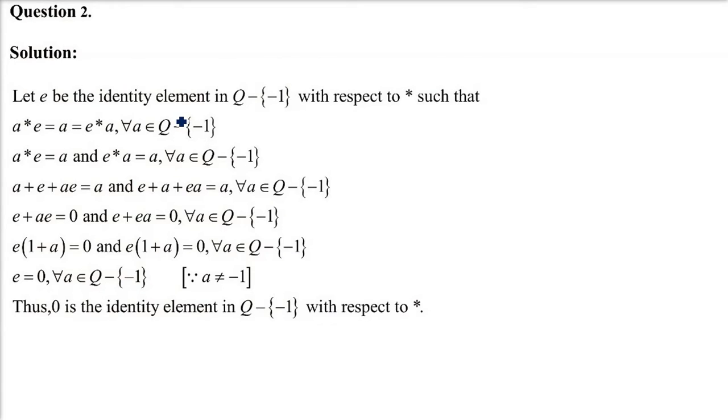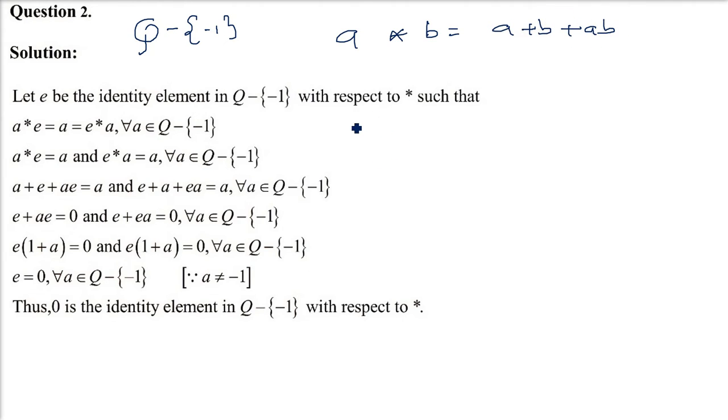Now question number 2 you have to see very carefully because question number 3 and 4 are almost similar to it. And question number 3 and 4 have come in CBSE 2012. Find the identity element in the set of all rational numbers except -1 with respect to star defined by. Now this Q is rational number. So we don't have to take -1. And how it is defined? A star B equals A plus B plus AB.